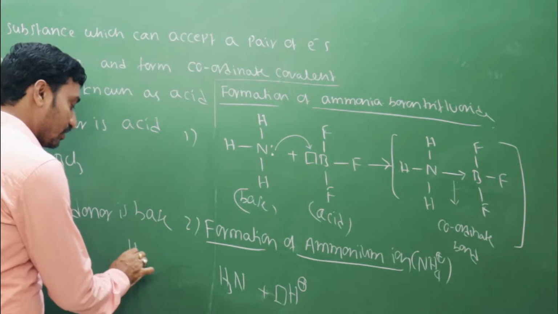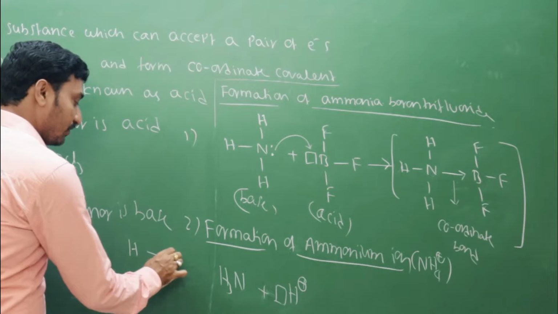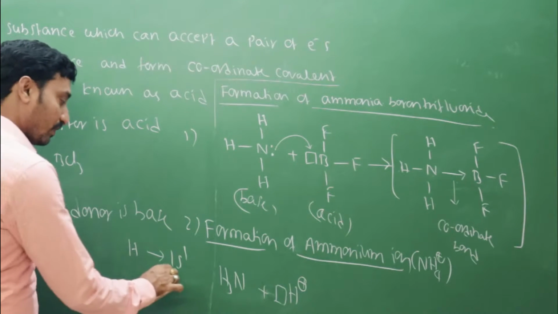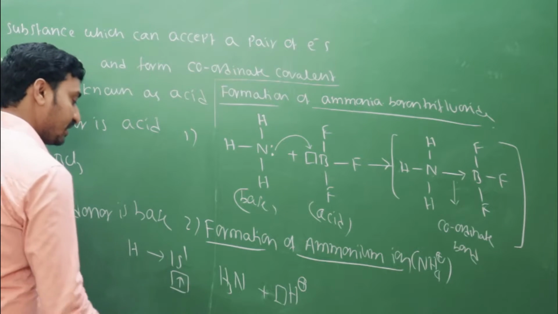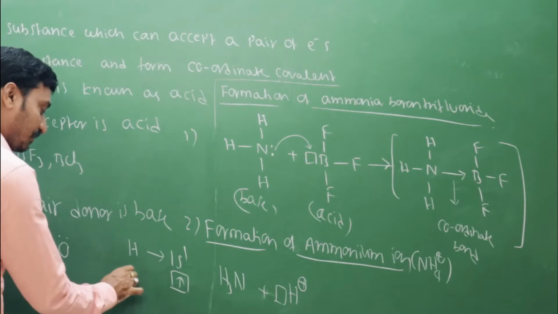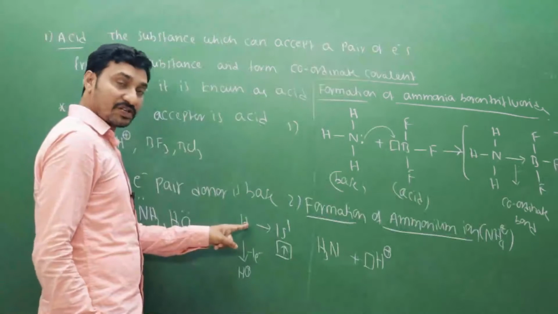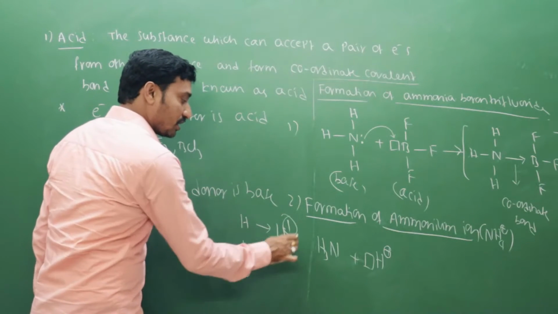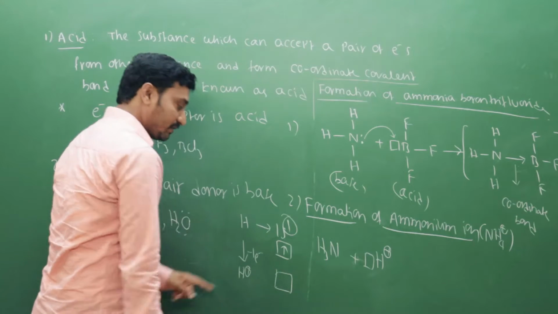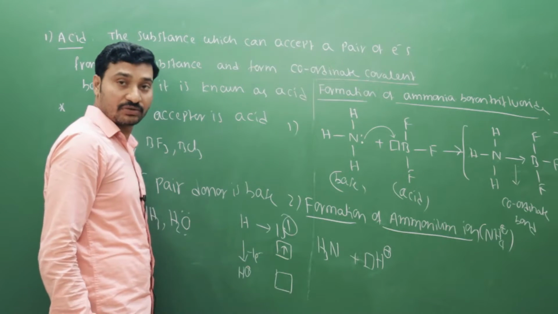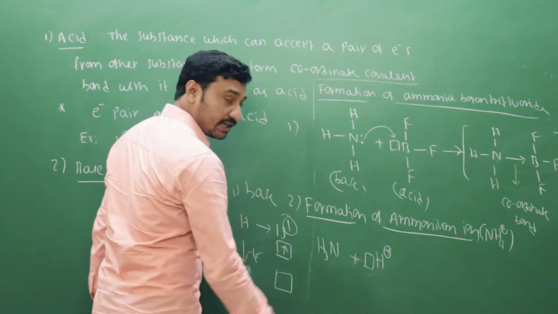Hydrogen atomic number 1, electronic configuration 1s1. That means one electron is present in the 1s orbital. Now H plus means it has lost that electron, right? So after losing that electron, there is a vacant orbital. So H plus has one vacant orbital.